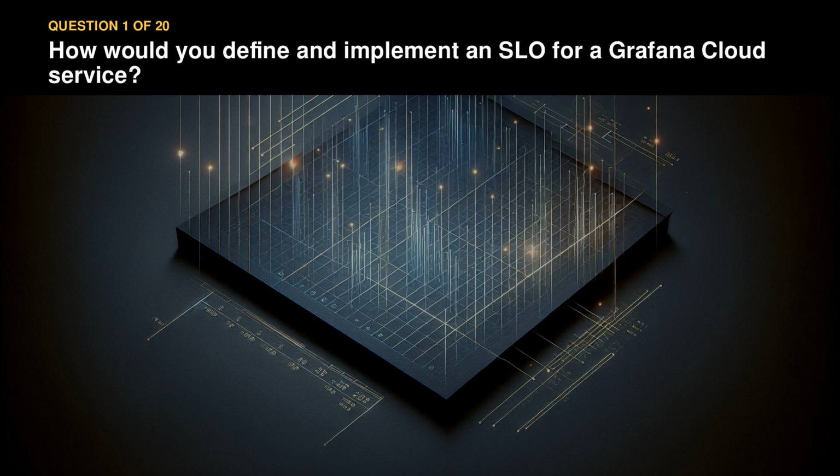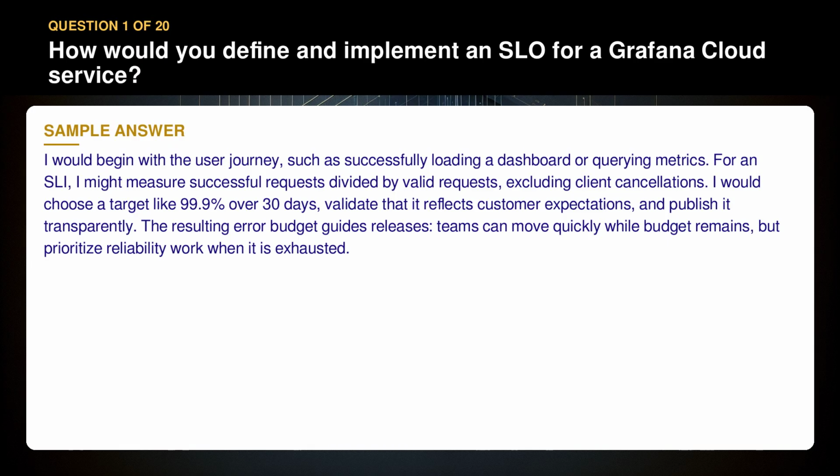Question 1. How would you define and implement an SLO for a Grafana Cloud service? I would begin with the user journey, such as successfully loading a dashboard or querying metrics. For an SLI, I might measure successful requests divided by valid requests, excluding client cancellations. I would choose a target like 99.9% over 30 days, validate that it reflects customer expectations, and publish it transparently.